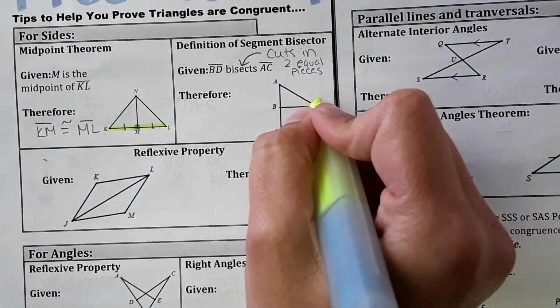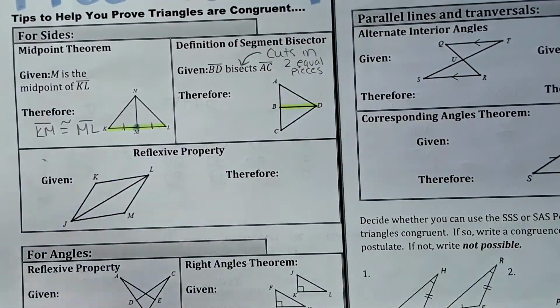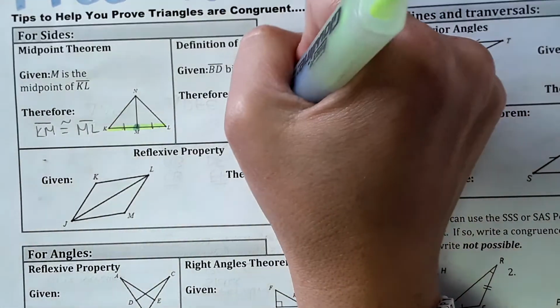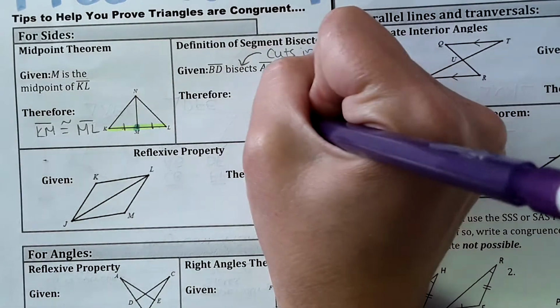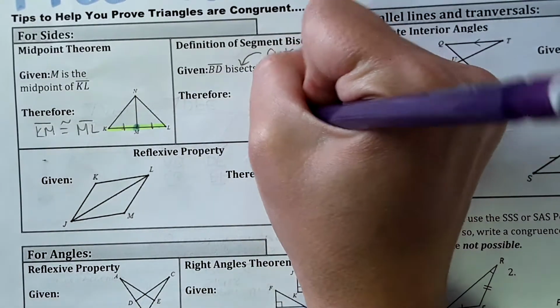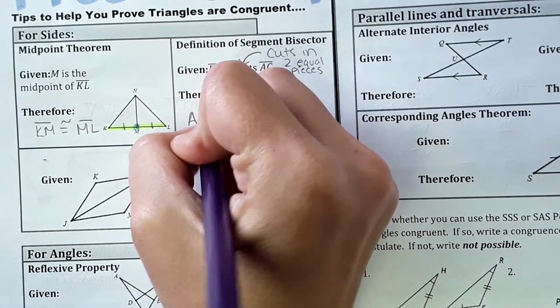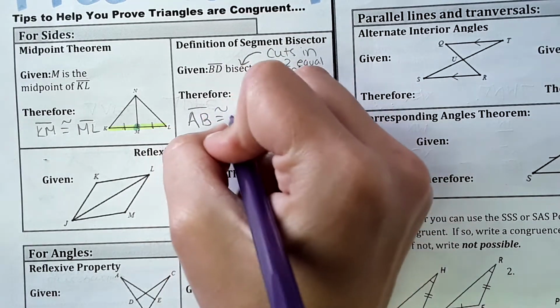So it's saying that segment BD bisects AC. So knowing that it bisects, that means this side, this segment is the same length as this one. So AB is congruent to BC.